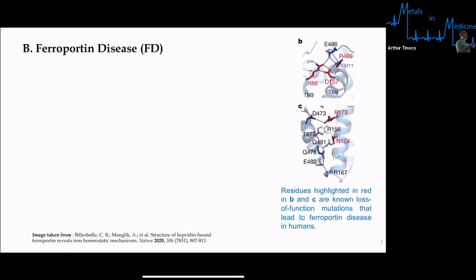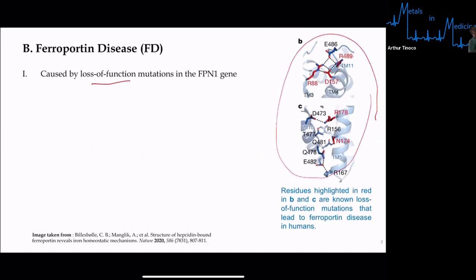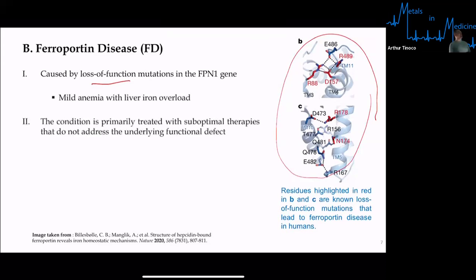All right, so ferroportin disease has to do with mutations that are loss-of-function mutations, essentially removing the capacity of ferroportin to serve that function of transporting iron. That's why it's caused by loss of function mutations. Here are some of the major amino acids that, when they get mutated, can lead to a loss of the function. Some of the ramifications are mild anemia and liver iron overload.